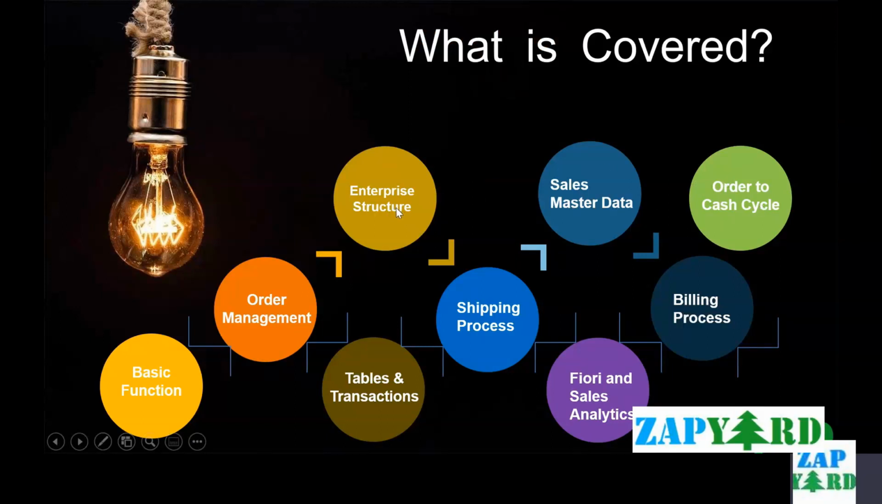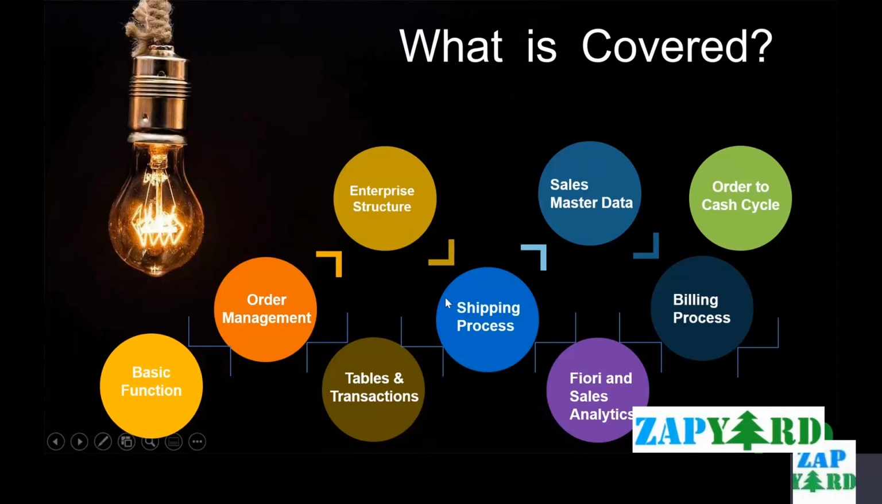First is the enterprise structure. Then we are going to cover the sales master data. Once enterprise structure is set up and master data is prepared in the system, then we'll run the order to cash cycle. So order to cash cycle is getting started from this order management, where we will create the sales order. We will see how we can manage the sales order in the system. What are the different associated functions in the sales order?